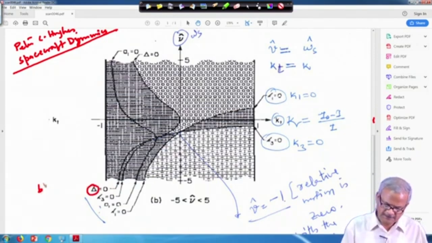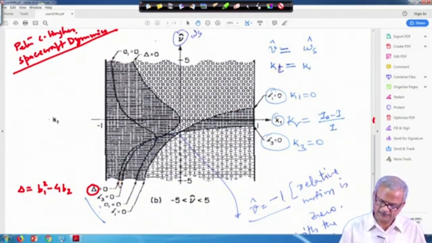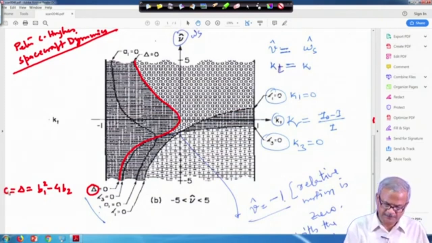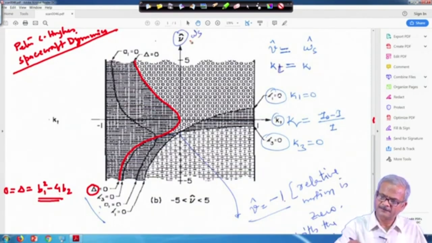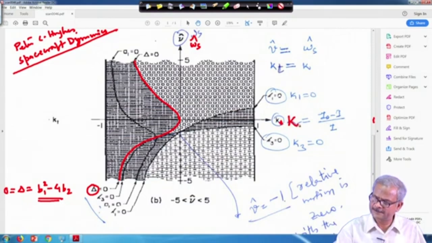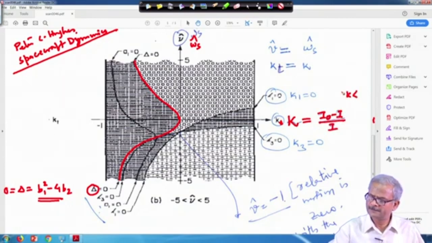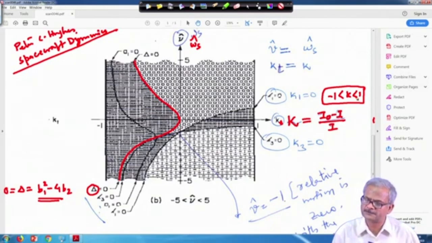So, this delta is basically b1 squared minus 4 b2, equal to delta. This curve here is the first curve being shown. This is plotted for delta set equal to 0, and then plotted by giving b1 and b2, which are functions of k and omega s cap. Here, instead of nu cap, we have used omega s cap, and here this is written as k t, but we are using this k term here, and k is nothing but I0 minus I divided by I, and as we know from our gravity gradient discussion, this k always lies within the range minus 1 to plus 1.